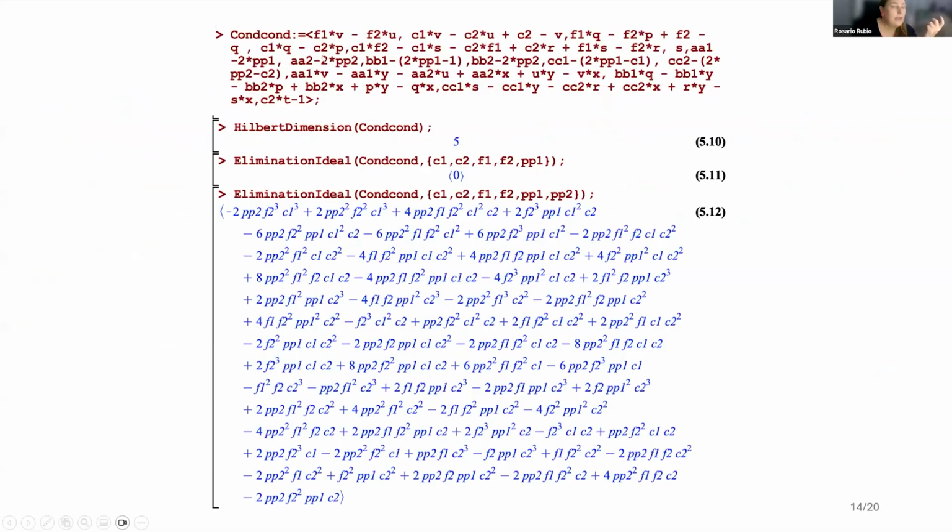Now we add the collinearity condition of the lines to the hypothesis ideal. This new ideal has dimension 5 with C, F, and P1 as free variables. Next, we eliminate C, F, and P, and we get a cubic curve in coordinates of F, and we consider C and P as coefficients.